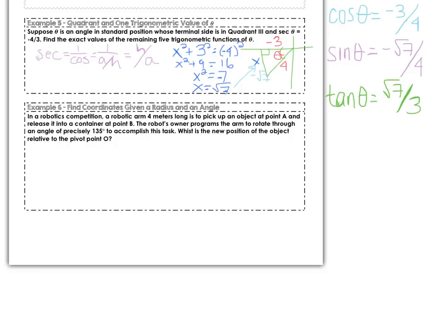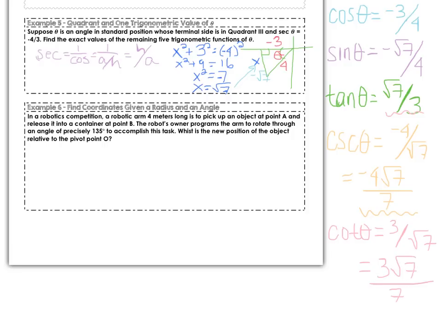We already have secant, so the next one that we can figure out is cosecant. Cosecant is the reciprocal of sine, so if I take the reciprocal, we get -4 over the square root of 7. You can't have radicals in your denominator, so you must rationalize the denominator by multiplying both the top and the bottom by radical 7, producing this expression as you see here. Next, let's do cotangent. Cotangent of theta is the reciprocal of tangent, which is 3 over the square root of 7. Rationalize the denominator, and we get 3 radical 7 over 7.